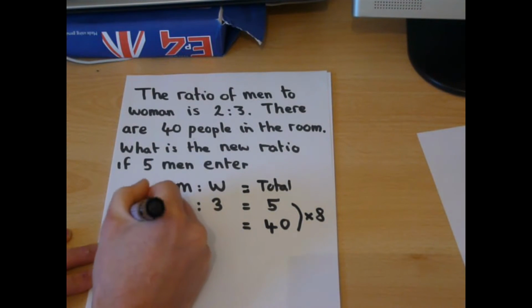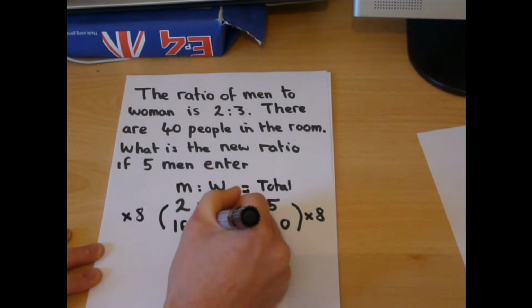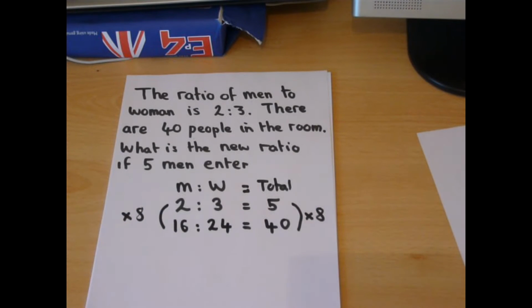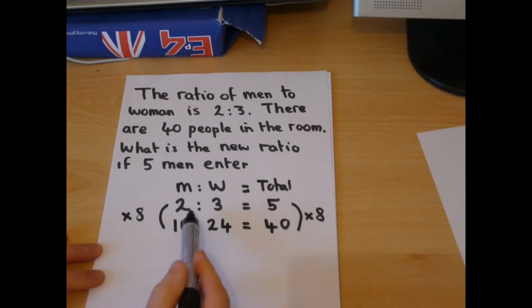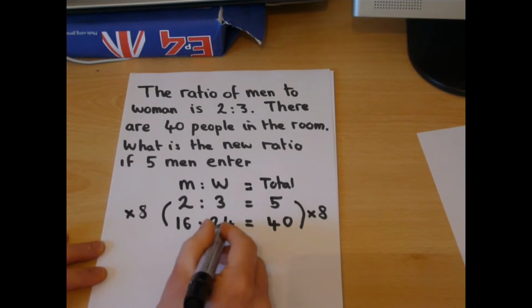So, there must be 16 men and 24 women, making 40 in total. So the ratio of men to women in its highest form, rather than its lowest form, is 16 to 24.